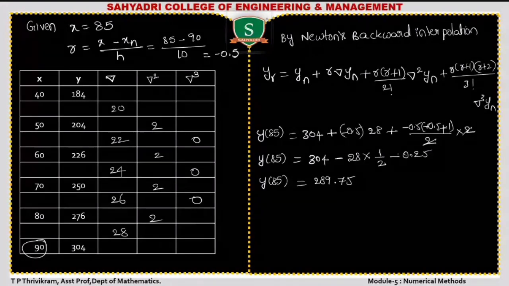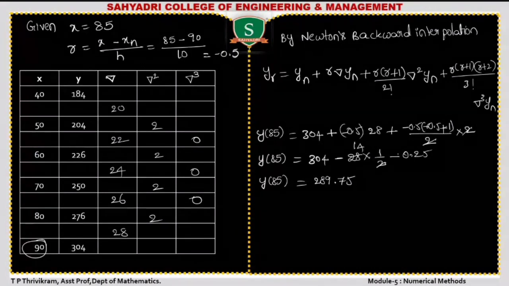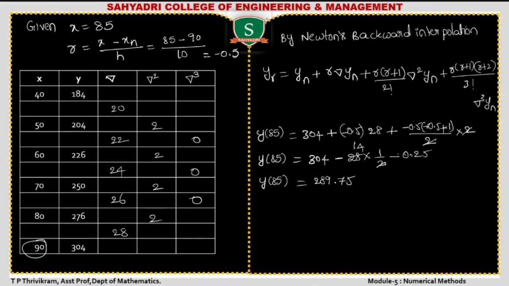So here you'll get 14, right? So 304 minus 14 minus 0.25. So that means 289.75. That's it.